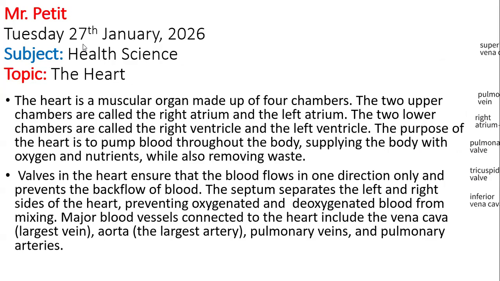Let me ask you a question. What is the largest vein? The vena cava. Thank you very much. What is the largest artery? The aorta. Very good. Another question: how many chambers does the heart have? Four. Very good. We have the inferior vena cava and the superior vena cava. Which one collects deoxygenated blood from the lower regions of the body? Inferior.